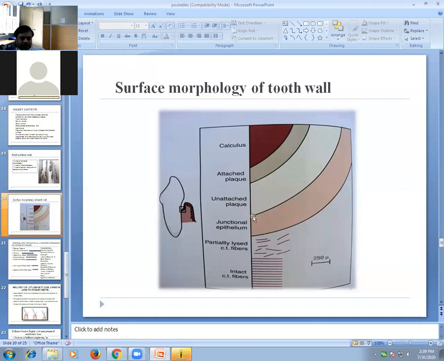Below that, you have the junctional epithelium. Below the junctional epithelium, there will be connective tissue fibers. These connective tissue fibers prevent the apical migration of your junctional epithelium. Once they get destroyed because of inflammation occurring in the gingival surface, the junctional epithelium starts moving apically. So that is what we call a pocket.